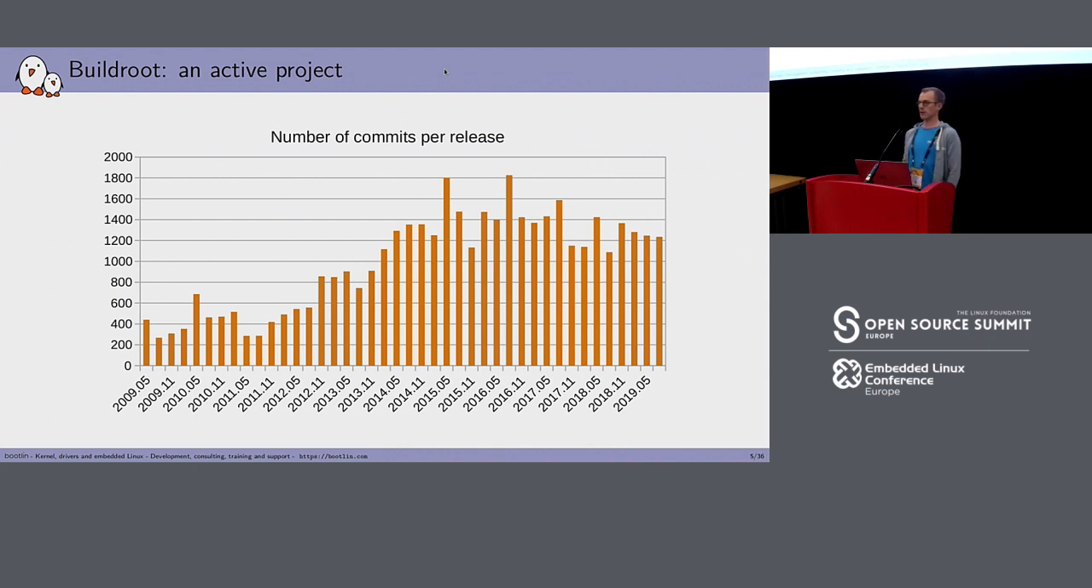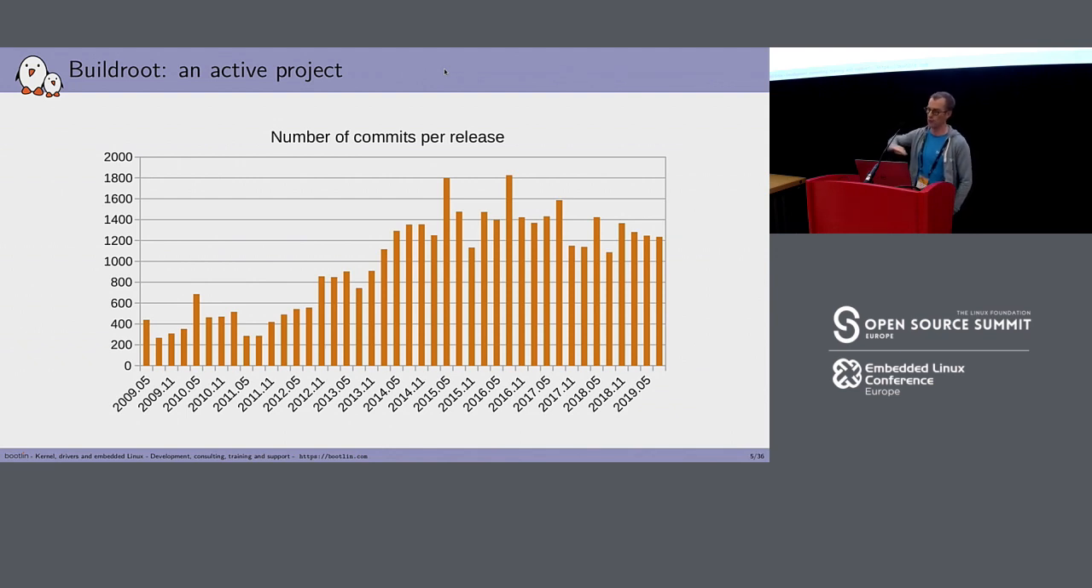So the community activity, I very often like to look at that just to see how the community is going. Is it increasing, decreasing in size? Is the activity increasing or not? So I have a few graphs here that show the number of commits per release, all the way back from 2009, which is when we started doing stable releases. Before that, it was just like rolling release. So for more than 10 years, we have done stable releases.